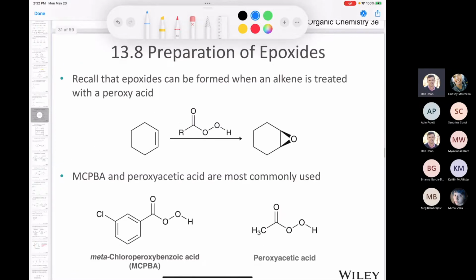Anyhow, let's see here. Section 13.8 deals with preparation of epoxides. Again, on Wednesday, we're going to take a look at some more nomenclature examples, but I want you to give it a shot before we tackle that in the next class.